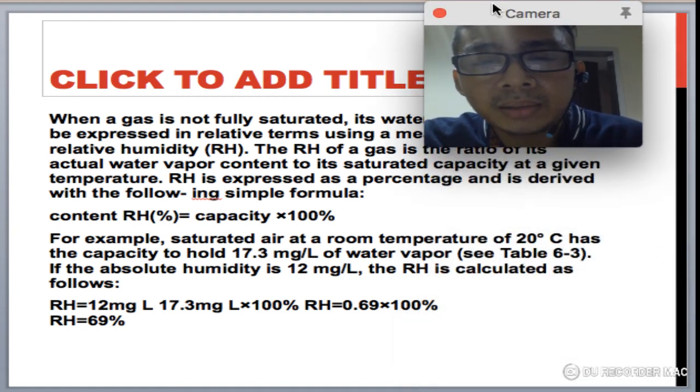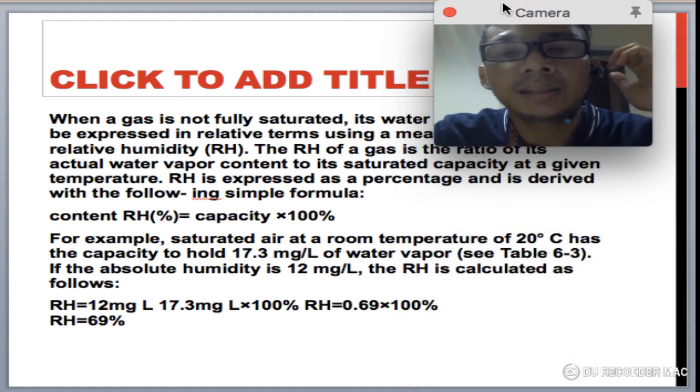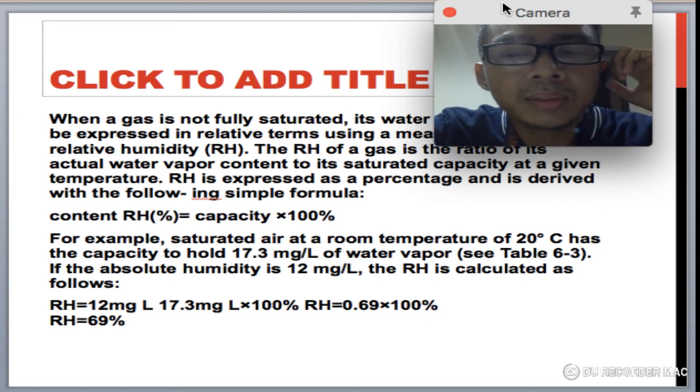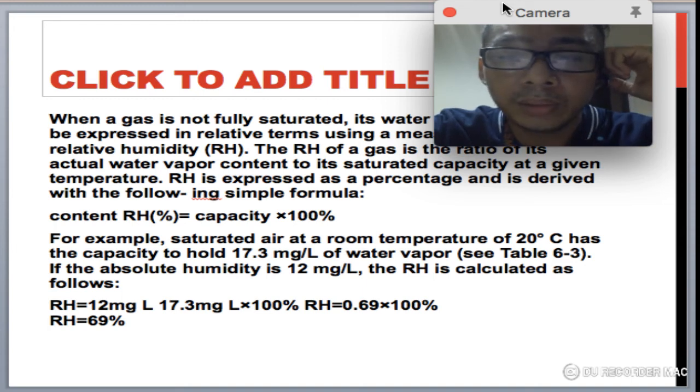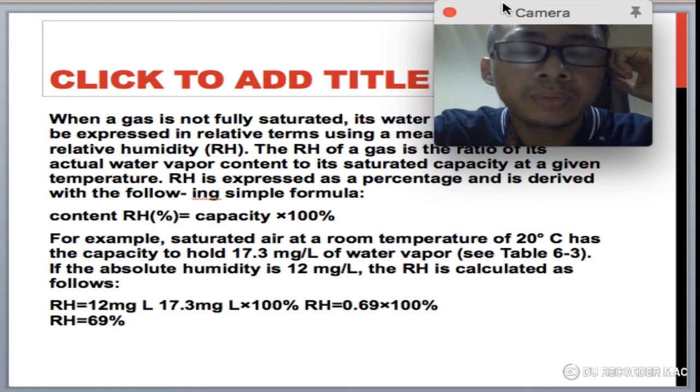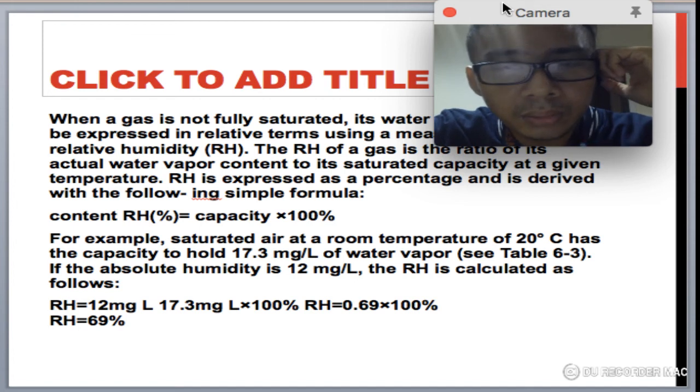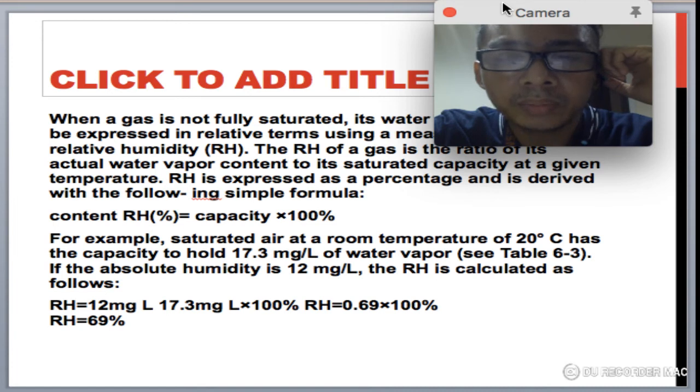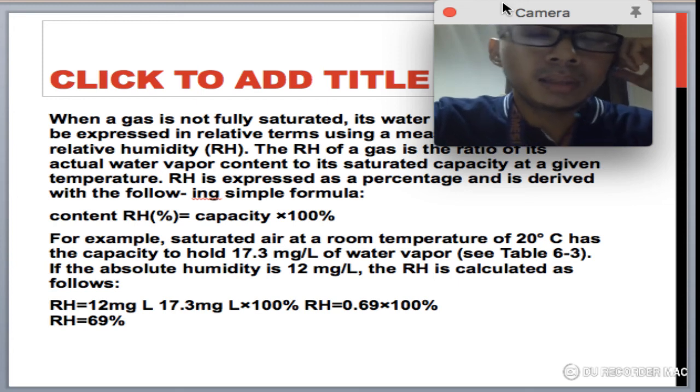For example, saturated air at a room temperature of 20 degrees centigrade has the capacity to hold 17.3 milligrams per liter of water vapor. In your table 6.3, review the table. If the absolute humidity is 12 milligrams per liter, the relative humidity is calculated as follows. Relative humidity is equal to 12 milligrams per liter over 17.3 milligrams per liter times 100%. The answer will be 0.69 times 100%, so the relative humidity will be 69%.